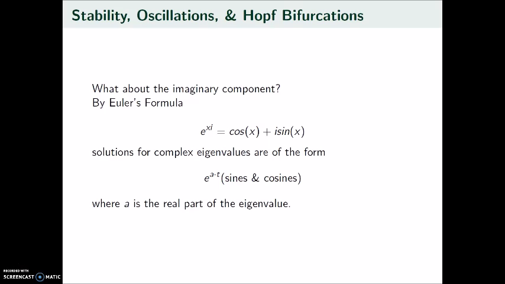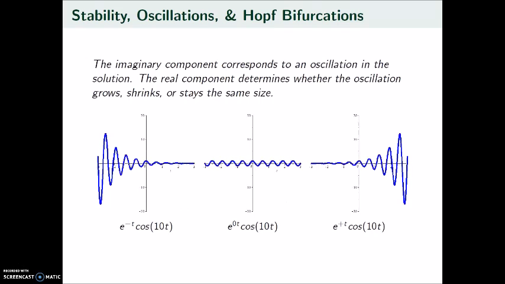So what does that look like graphically? It looks kind of like this. The sines and cosines are going to contribute an oscillation. The imaginary component, therefore, contributes an oscillation to the solution. And that oscillation is multiplied by an exponential function that has the real part of the eigenvalue in it. So you can see if the real part of the eigenvalue is negative, we're going to start off with some very big oscillations, but as t gets bigger and bigger, we're going to converge as the oscillations get smaller and smaller.